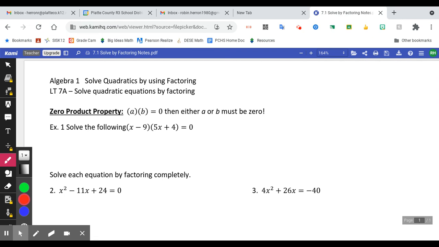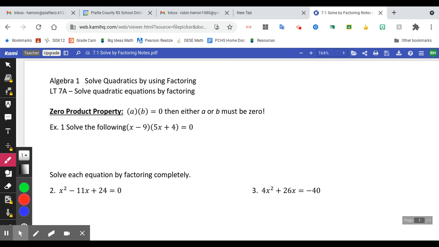All right, guys, so we're going to start Unit 7 today. This is kind of an extension of the factoring unit that we just got through with before spring break. So I am going to show you today the next step.